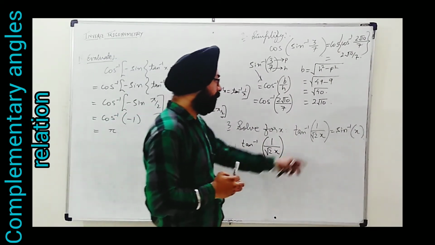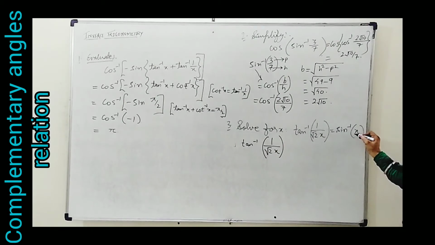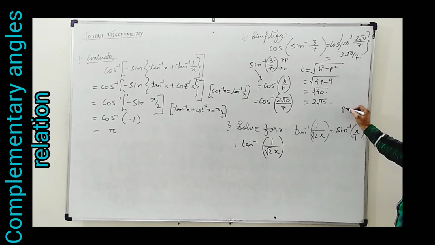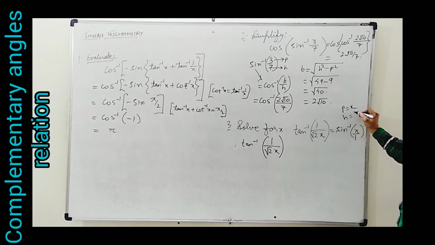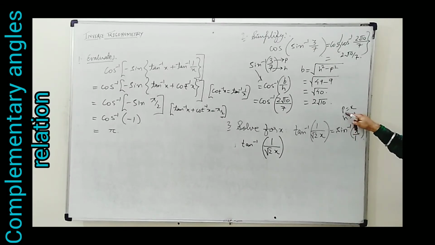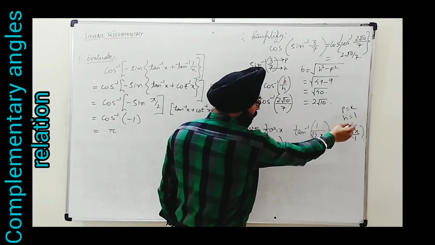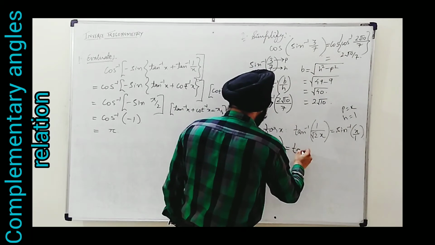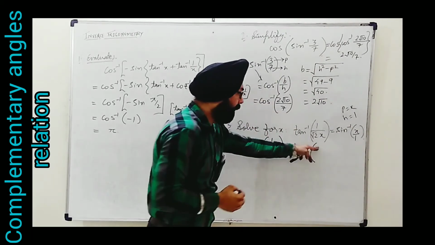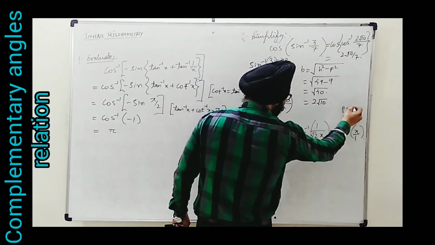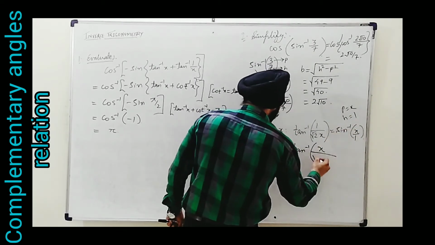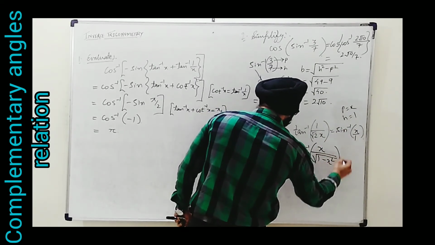1 upon root 2x as it is. If I use Pythagoras theorem here, this x will be taken as x upon 1, and for sure the perpendicular will be x and the hypotenuse is 1. Using Pythagoras theorem, the base will be under root h square minus p square, meaning under root 1 minus x square. So if the right hand side function is tan inverse, this will be perpendicular upon base. So perpendicular is already x and base we have obtained is under root 1 minus x square.